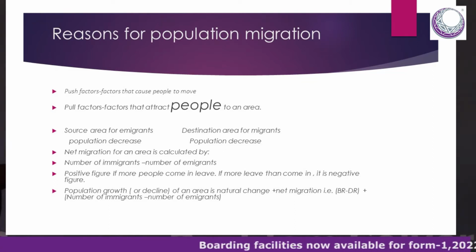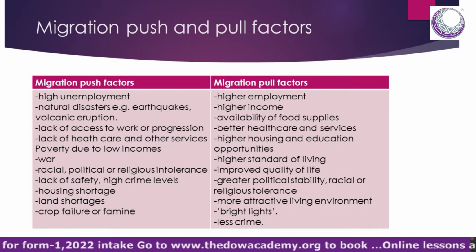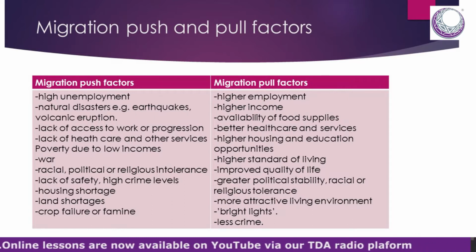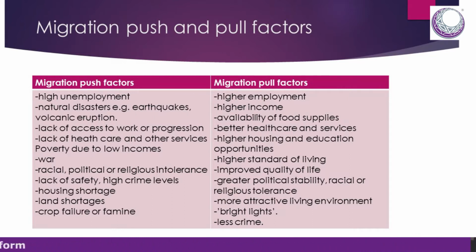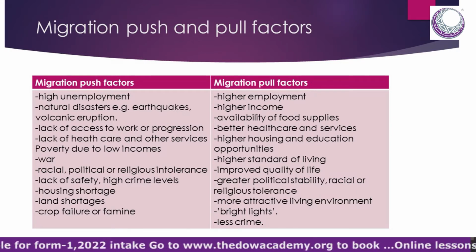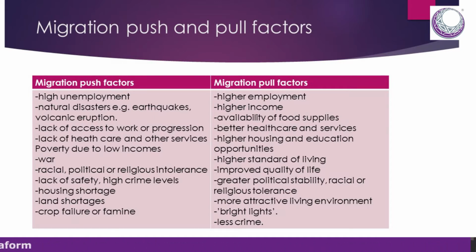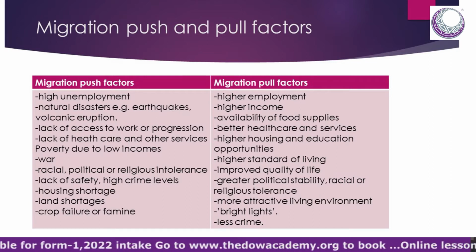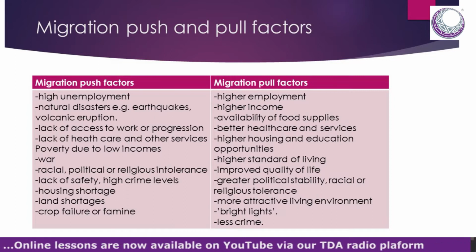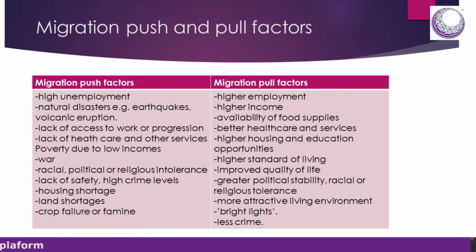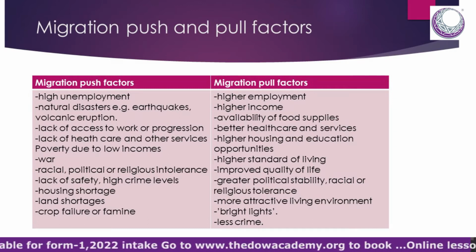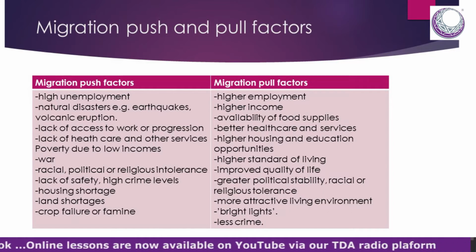Then we move on to the next one. There are so many examples of push factors and pull factors. Push factors are the things that are repelling people from an area. You might meet a question which says, what is a push or pull factor? The push factors are high unemployment, natural disaster, the things that make people move away from an area. Lack of access to work, lack of health care, poverty, war, racial or religious intolerance, lack of safety, housing shortage, land shortage, crop failure or famine.